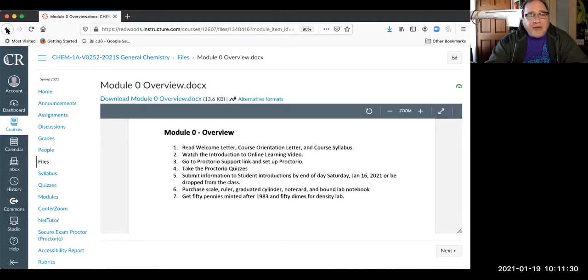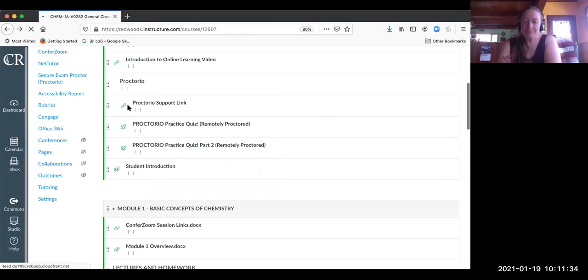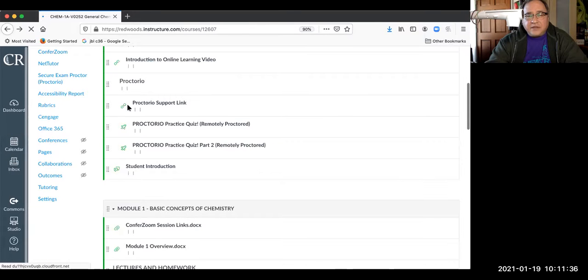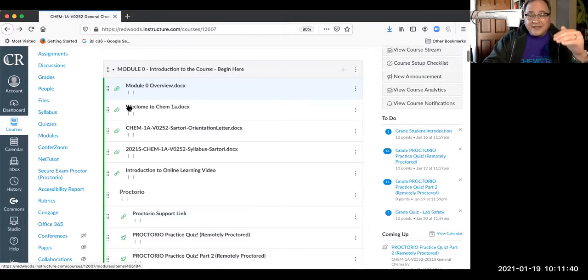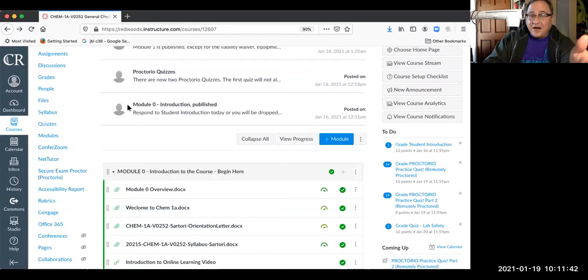Okay, so I'm going to go back. And the idea is that I'm going to start every module with a module overview. So you have a list of things that you need to do. The list is basically what you see in the module. Does that make any sense? So it's redundant. Some people like that. That's why it's there. If you don't need it, fine, don't use it.